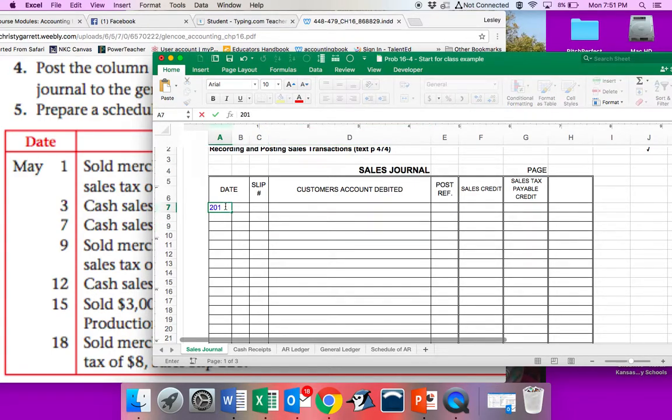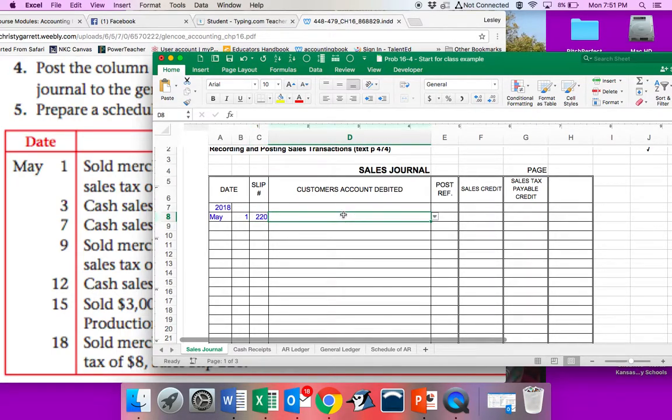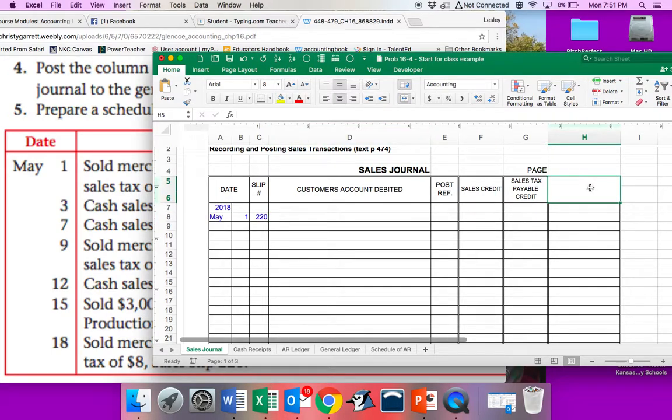So we're going to write 2018, May 1st, sales slip 220. Normally we would write accounts receivable. Alright, for some reason this got deleted. This should say accounts receivable, debit.